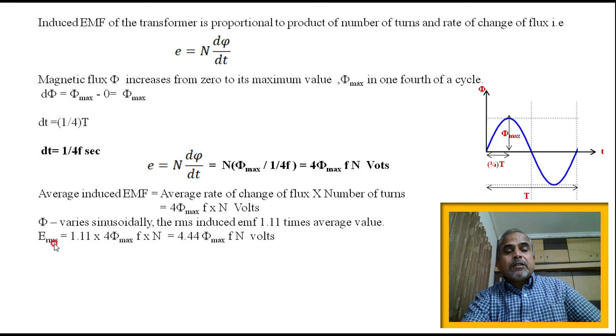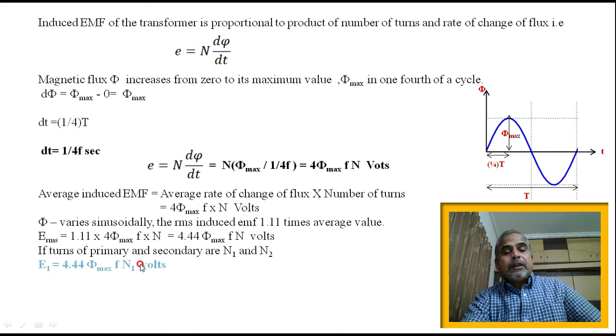If you take this EMF equation for the primary winding, N is replaced by N1. If you take this equation for the secondary winding, you replace N by N2. Therefore, E1 is equal to 4.44 phi max f N1 volts, and E2 is equal to 4.44 phi max f N2 volts. This is how we have to derive the EMF equation.